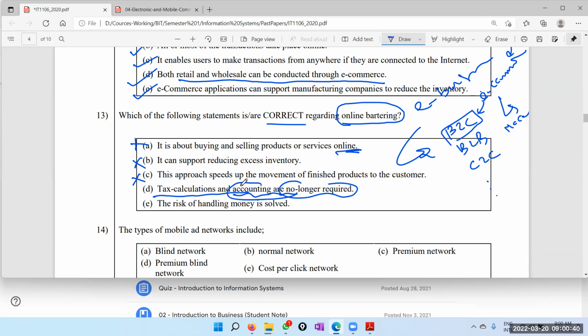But it says even accounting is not required. That I don't like. Just because you are doing bartering, I don't think that you can skip those things from your accounting. Then how can you track those businesses? Right? So a lot of corruption can happen. How can you calculate your profit then? Right? I will not go for that. The risk of handling money is solved.